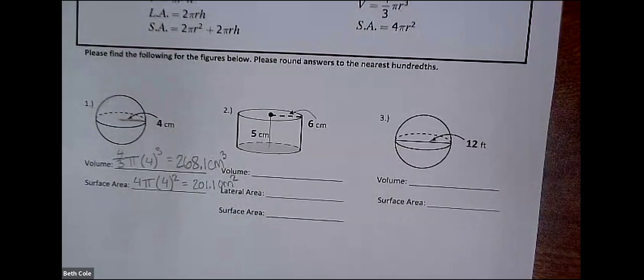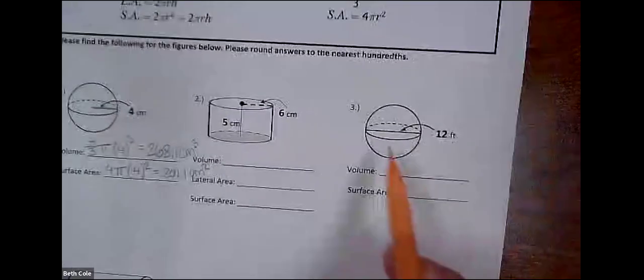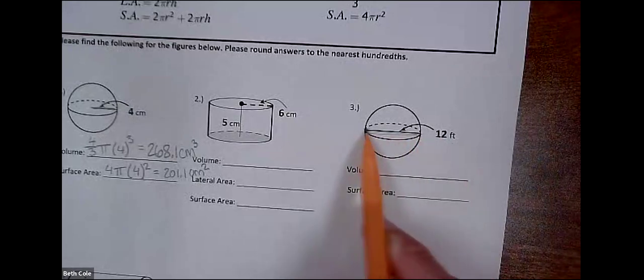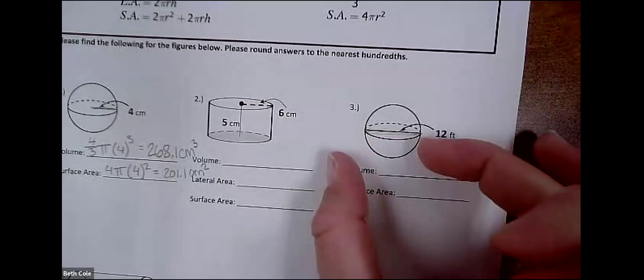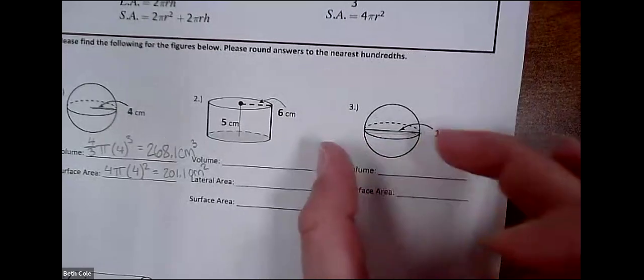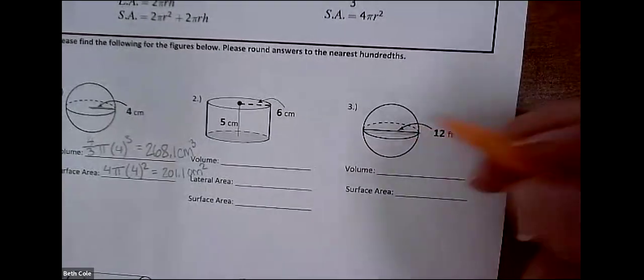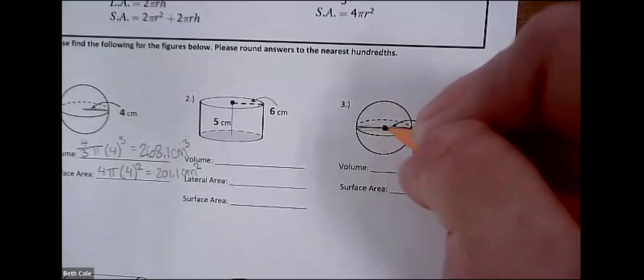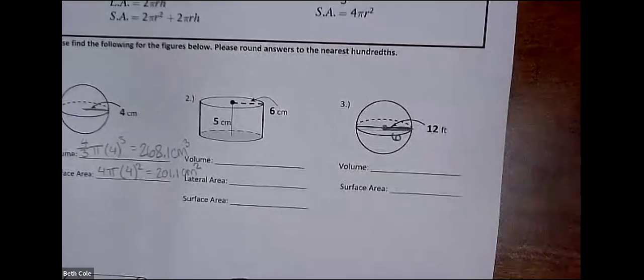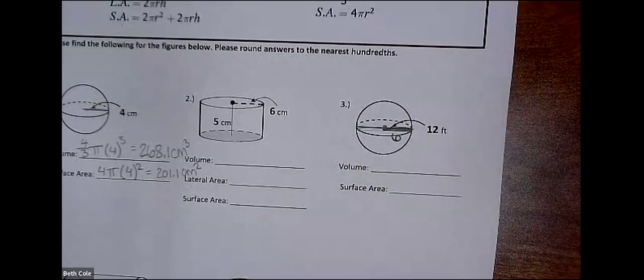Let's try another sphere, and then we'll do a cylinder. So let's look at number 3. Now, do you see how the 12 is the whole way across? Okay, we need just the radius. Do you know what it's called if it's the whole way across? It's not a radius. It begins with a D. Diameter. Good job. So if the whole way across is 12, what's our radius? We just want half of that. 6. Good. So radius is 6, and we're just going to practice it again.